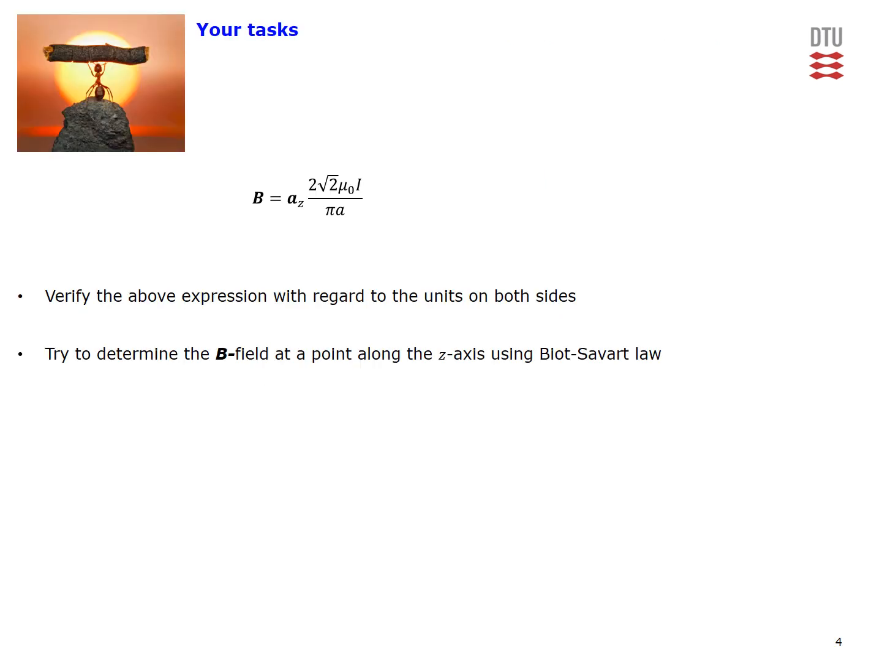We have essentially decomposed the square loop into four linear conductors. So we are done essentially with our assignment here, and we would like you to verify the above expression with regard to the units on both sides, and also try to determine the B field at a point along the Z-axis using Biot-Savart's law for this particular loop.